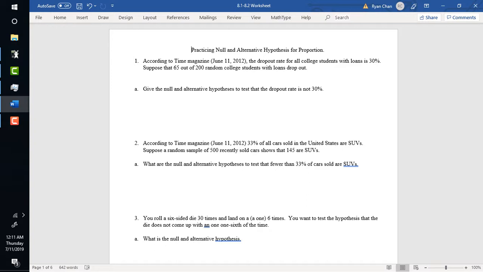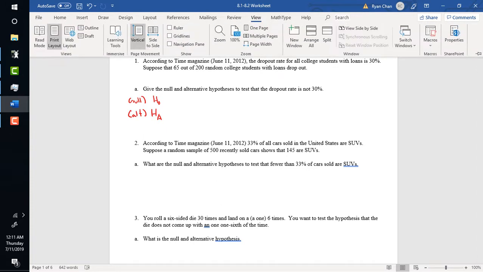notes for hypothesis testing. So the idea is, remember, when we do hypothesis testing, you have two hypotheses. You have what's called a null, which is H naught, and then you also have an alternative, which we call HA. You have a 0 for the subscript for null, and you have an a for the subscript for alternative. Sorry, let me zoom in.